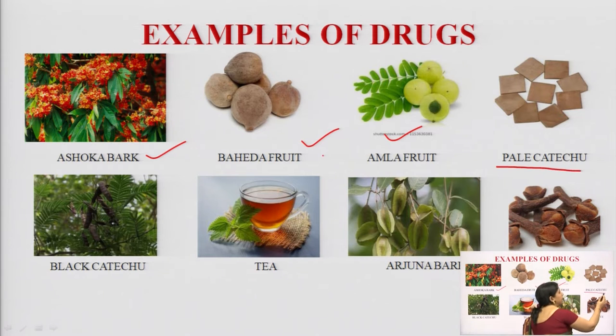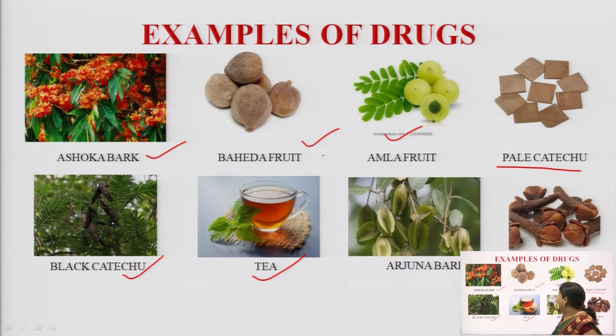Then we have the pale katechu. In common language we call it katha. Now, katha is normally used for other purposes, but in pharmaceuticals it helps in maintaining the water content in the body and does not let dehydration occur. So, this is a traditional application of the pale katechu. Again a similar derivative is there, black katechu, the difference is in the color. Then we have tea. Now, tea we know has a stimulant effect. The stimulant effect is due to the alkaloid caffeine, but the color of the tea which we can see is due to the tannins.